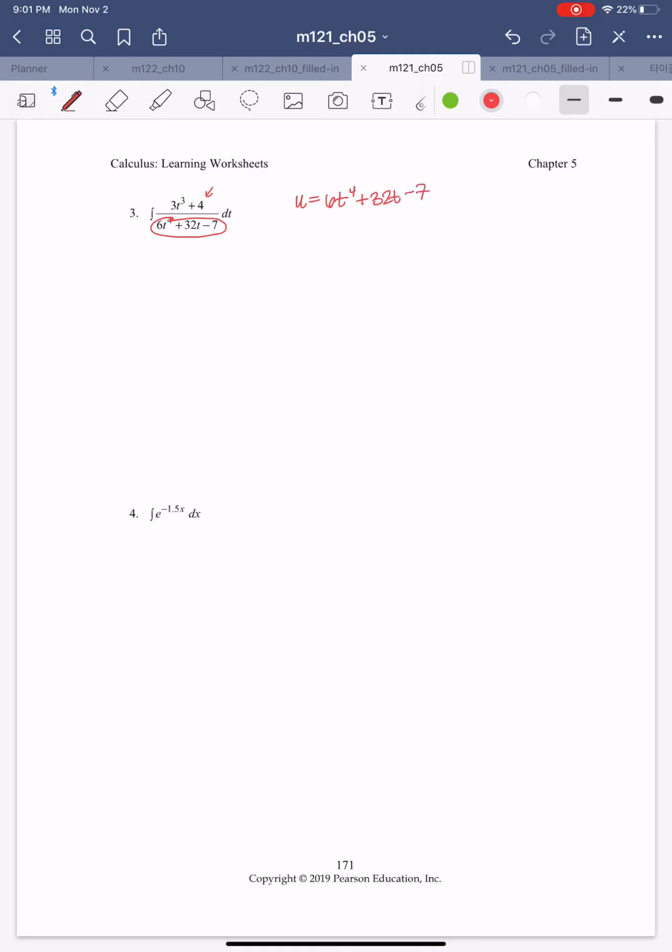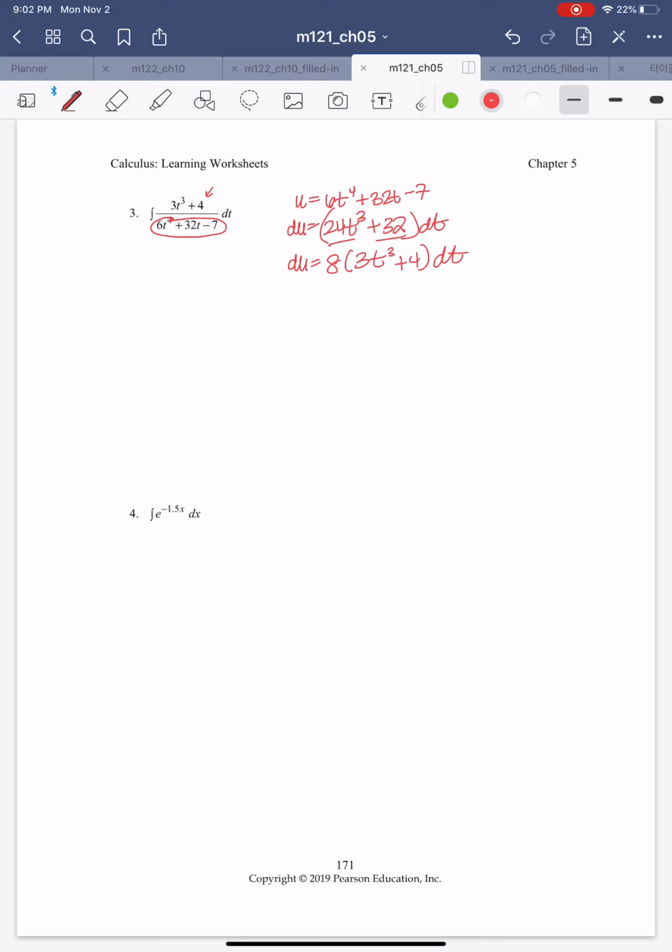u is 6t to the 4th plus 32t minus 7. So the derivative of u, 4 times 6, 24t cubed plus 32 dt. So my du is, you can do it this way, or you see that these look very similar after the cube, but it's not matching. But you realize that there's a GCF, 8 times 3t cubed plus 4 dt. Okay. All right, so let's take a look.